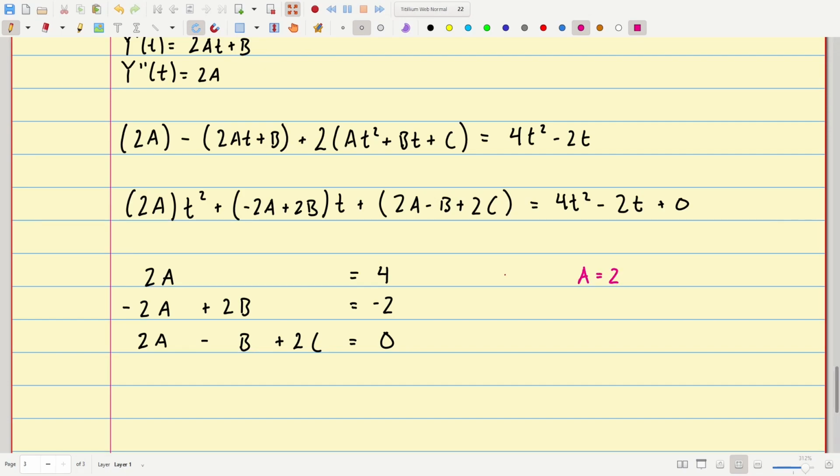A is equal to 2 because we divide both sides by 2. For b, I plug in a equals 2. I'm going to get negative 4 there. I add 4 to both sides and then divide by 2 to get that b is 1. And then lastly for c, let's be a little bit more careful about the arithmetic. We end up with 2 times 2 minus 1, so that's 3. We subtract that from both sides, and so we're going to get c is equal to negative 3 halves.